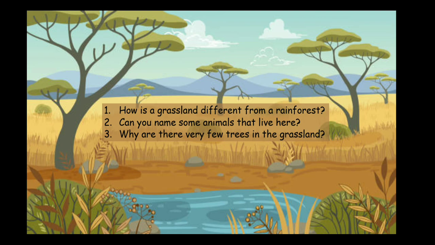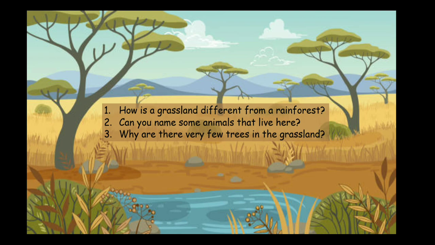Why are there very few trees in the grassland? Excellent. The main reason is that this place gets very little rain, and that is why the trees are far apart from one another and there are very few trees in a grassland. Can you name or list some of the adaptations of grassland animals?